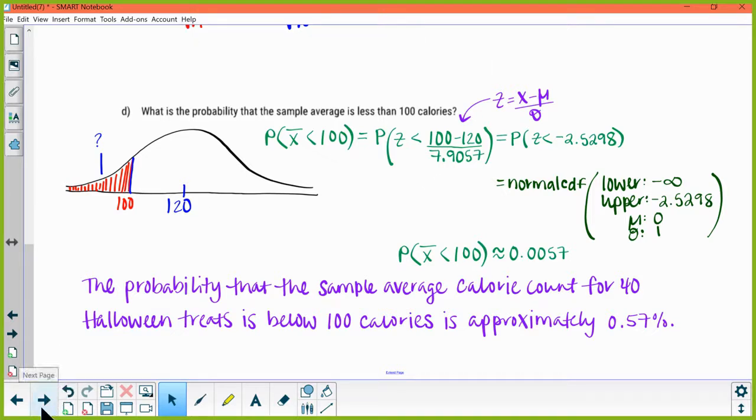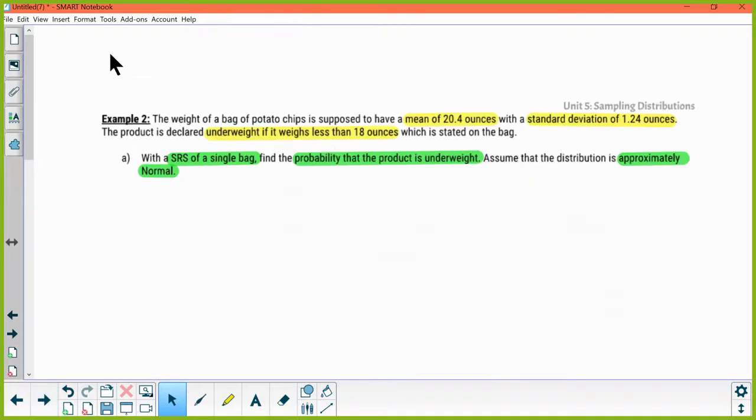So let's go ahead and look at an example. The weight of a bag of potato chips is supposed to have a mean of 20.4 ounces with a standard deviation of 1.24 ounces. Again, mean and standard deviation is based on one potato chip bag. The product is declared underweight if it weighs less than 18 ounces, which is stated on the bag. With an SRS of a single bag, find the probability that the product is underweight. Assume that the distribution is approximately normal.